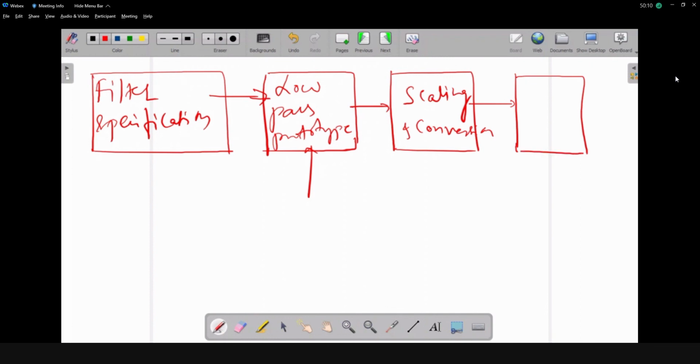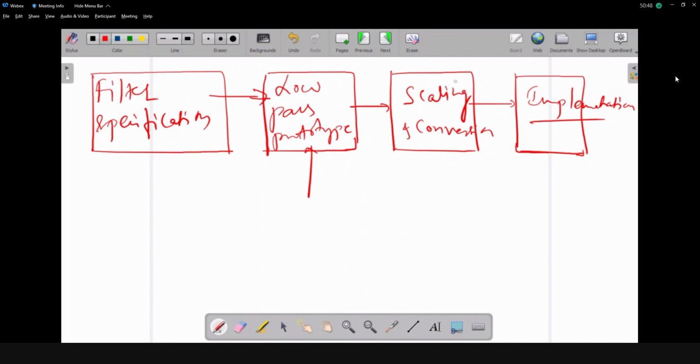In the implementation part, the filter design expected from the low pass type, we can convert that low pass to whatever filter design we need. So let us take an example: I want the band pass filter. For that band pass filter, first I am going to take the filter specification and convert it to a low pass prototype, and then I do the scaling, conversion, frequency, and omega in radians, whatever we need.